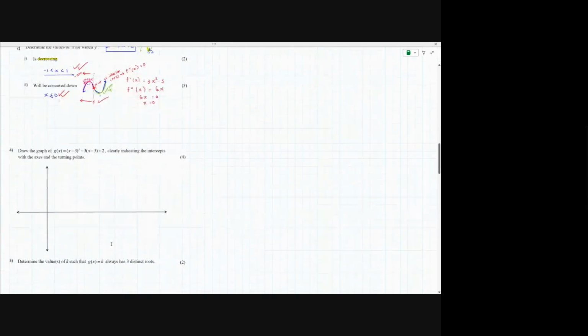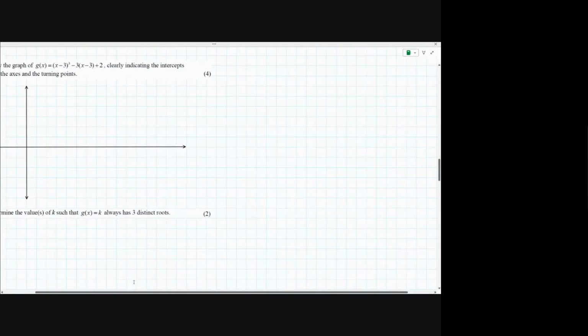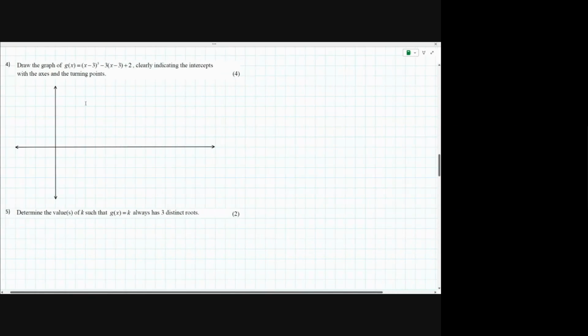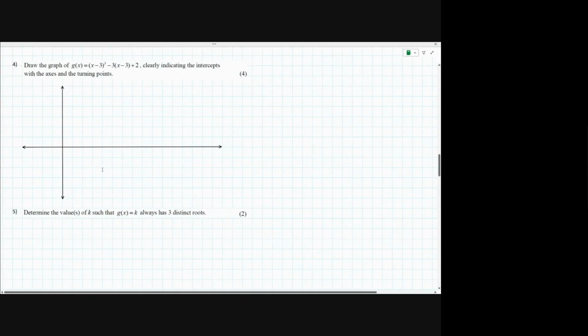Okay. All right, so like I say, question 4 says draw the graph. Now, I said draw the graph, I forgot what the question actually said. So the question says draw the graph of g of x equals, now remember we were given f of x. Okay, and I'll write f of x there in a second for you, but draw the graph of g of x equals (x minus 3) cubed minus 3 times (x minus 3) plus 2.